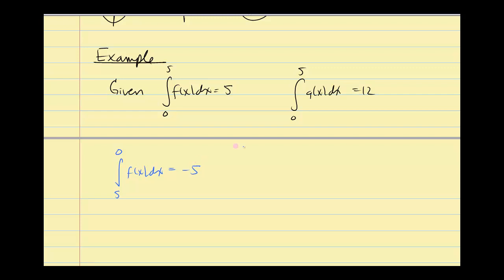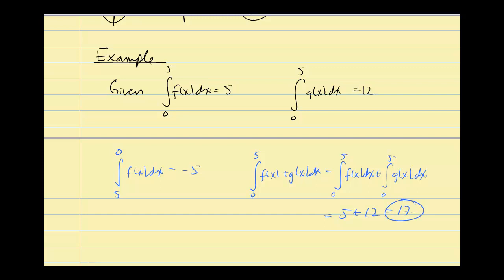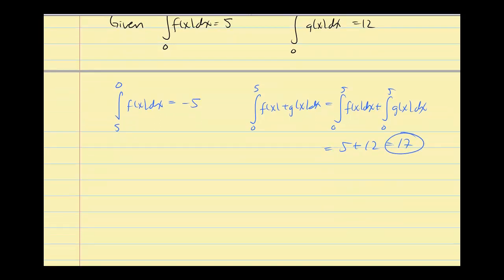We could also look at the integral from 0 to 5 of f of x plus g of x. Well, I could split up each of these and look at the integral from 0 to 5 of f of x dx plus the integral from 0 to 5 of g of x dx. And I can see the first one is equal to 5, the second one is equal to 12, so combined they're equal to 17. And those are just using those properties of definite integrals, and this one definitely makes some common sense.